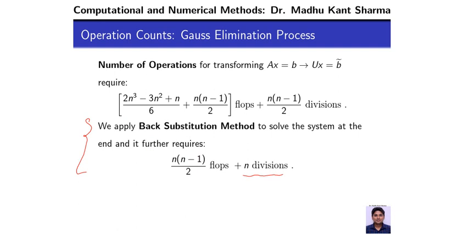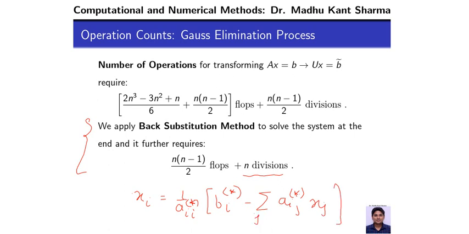And what about the flops? If you go back and check this, x_i is equal to 1 by a_ii, in the updated one, times b_i minus the summation of a_ij x_j, where j is from i plus 1 to n. Here we are going for back substitution, right? j is equal to i plus 1 to n.